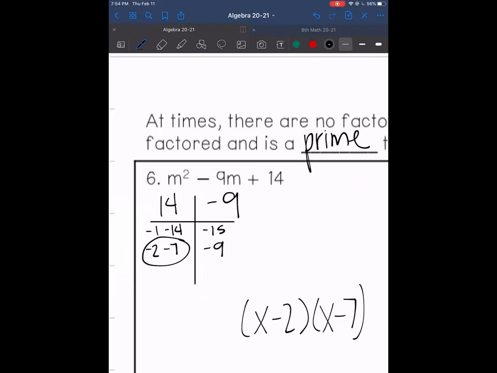Now, a couple of kids have asked me before, Miss, is it always going to be the bottom ones? No, it does not have to always be the bottom ones. When we're doing these practice documents, we try to use the smaller numbers, just because the smaller numbers are easier to work with. So it's just kind of a coincidence that it keeps ending up being the bottom number. It does not have to be the last two factors. It can be any of them on the list.